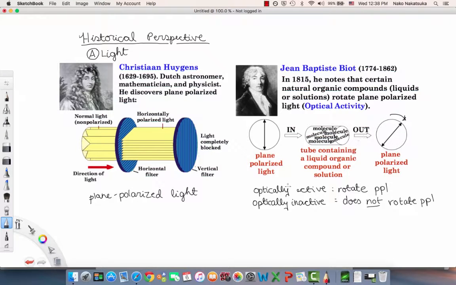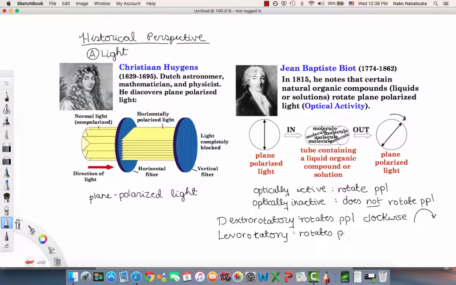So from here, we come up with these two definitions: dextrorotatory, which means that something rotates plane polarized light in a clockwise direction, like so. And then we have levorotatory, which is when it rotates plane polarized light in a counterclockwise direction, like so.